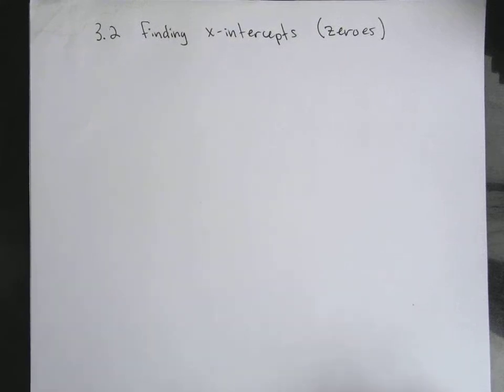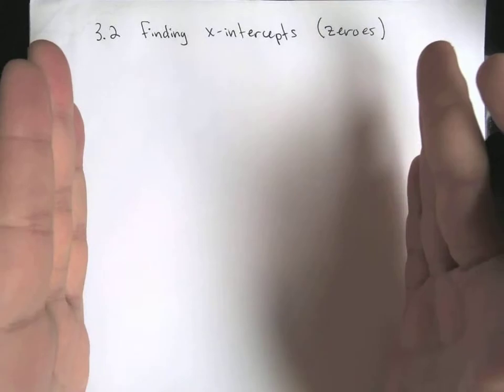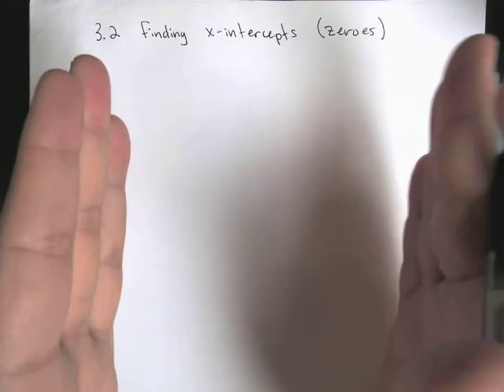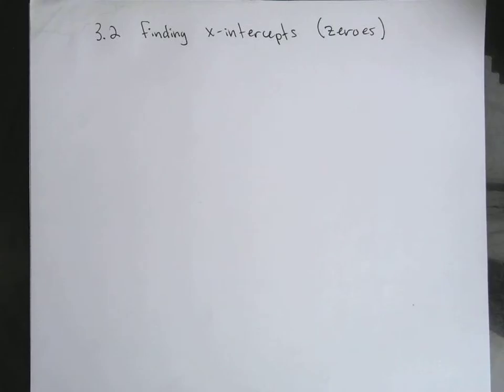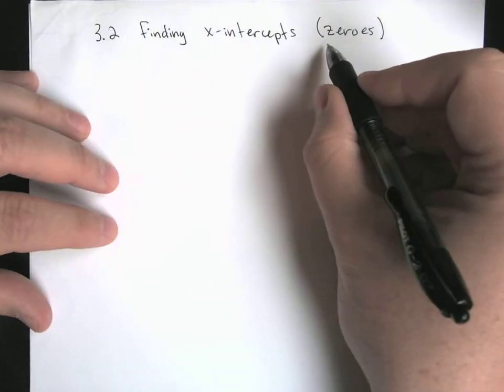Next on the agenda, trying to build up to be able to graph some of these polynomials. We did end behavior, so we're kind of working our way from the outside of the graph in towards the middle. The middle is going to be where there's sort of more action, more of this up and down stuff. So the next thing we're going to do is find any x-intercepts, which are sometimes referred to as the zeros.